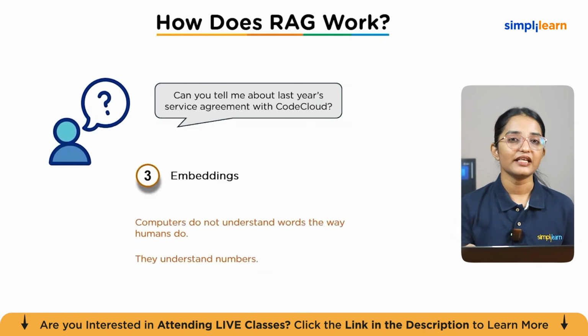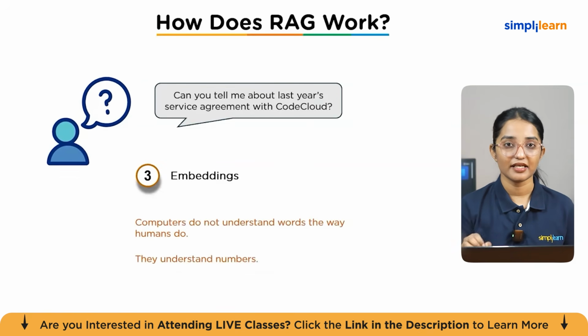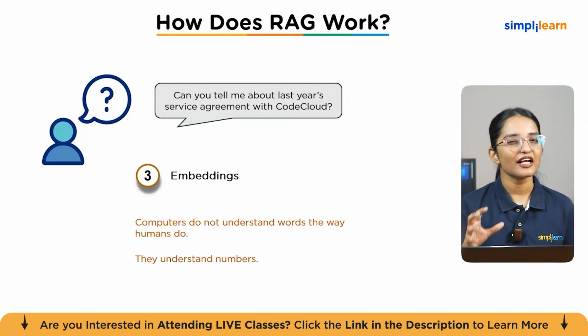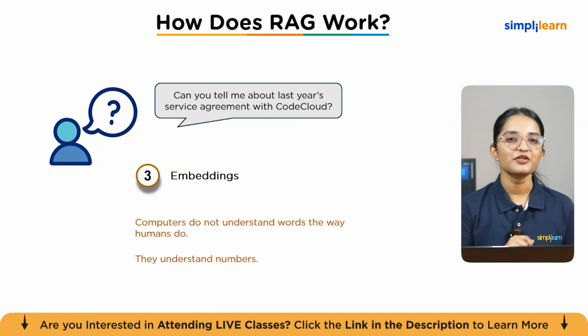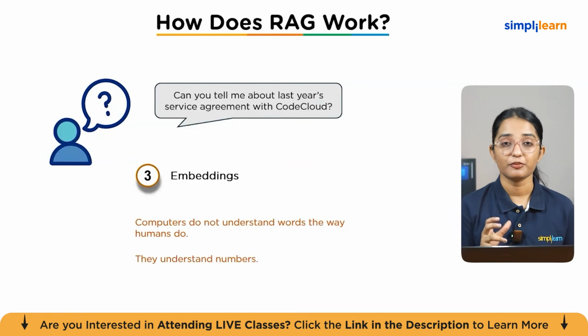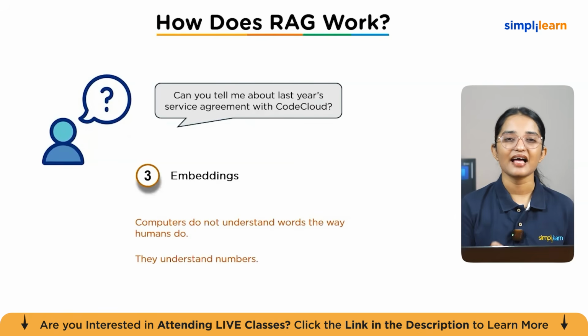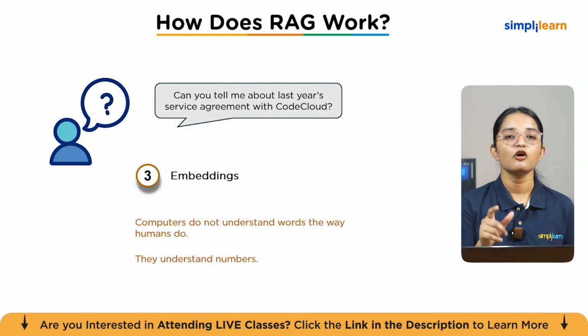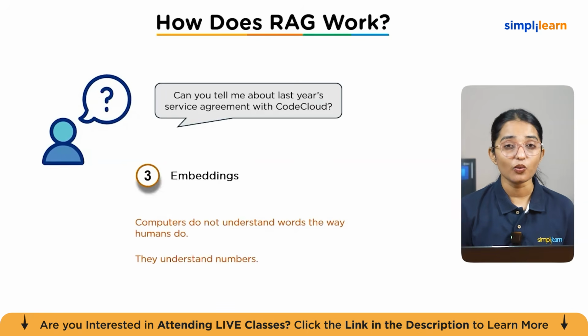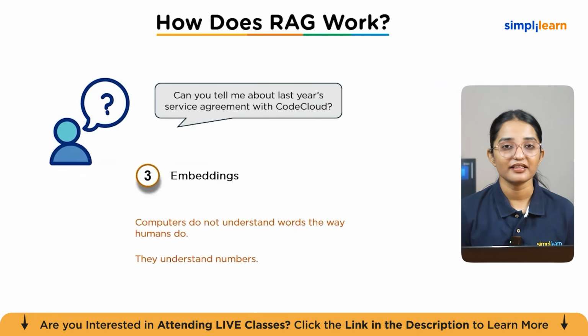Let's move on to the third step, which is embeddings. Now comes a very important concept, embeddings. This is where many beginners get scared, but it's actually very simple. Computers do not understand words the way humans do. They understand numbers. So the text in each chunk is converted into a numerical representation, which is called an embedding. You can think of an embedding as a special coordinate system for meaning. Words or sentences with similar meaning are placed closer together in this mathematical space.